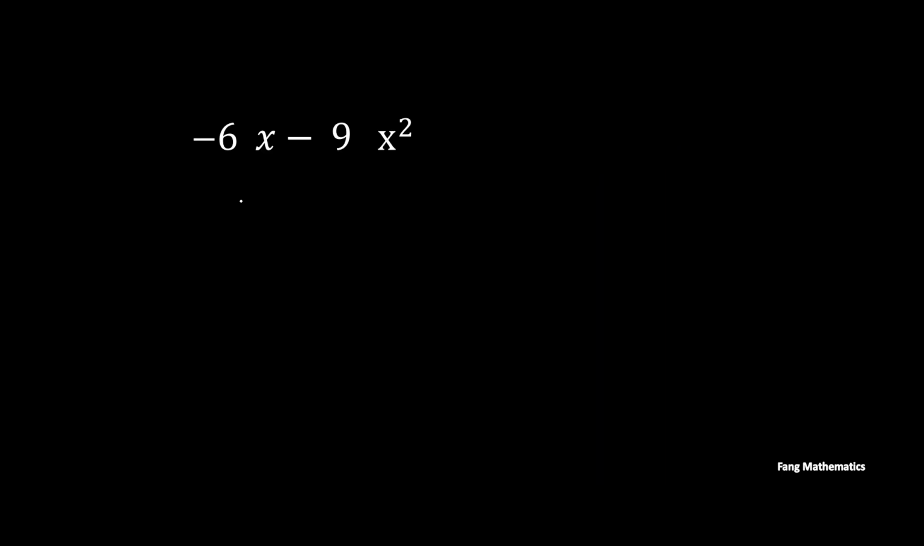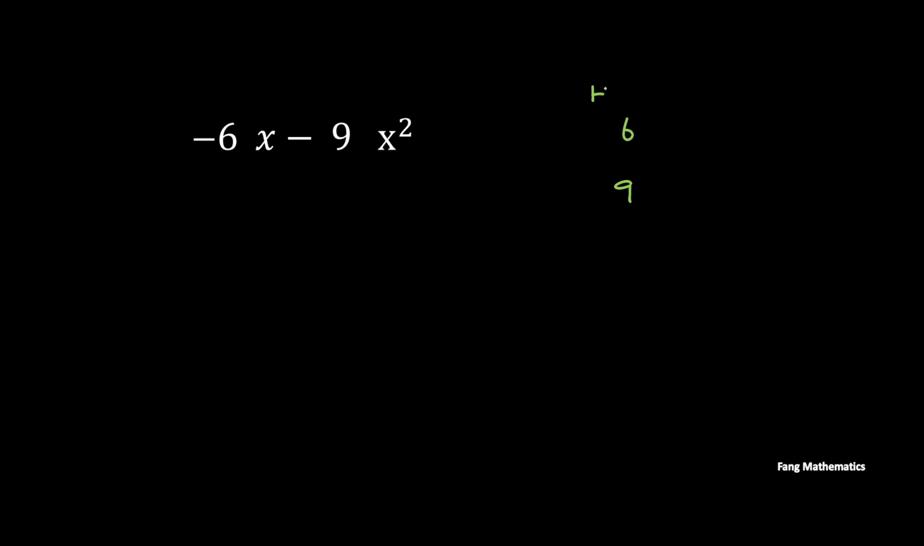We are to factorize this expression. Let's look at the expression. You have two terms in this expression. The first is minus 6x, while the second is minus 9x squared. We are to factorize the numbers first. Let's ignore the sign. We just take the magnitude, in other words, the number only. So again, you have 6 and 9.